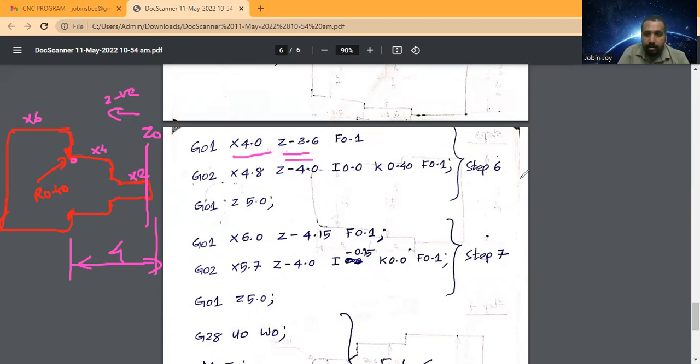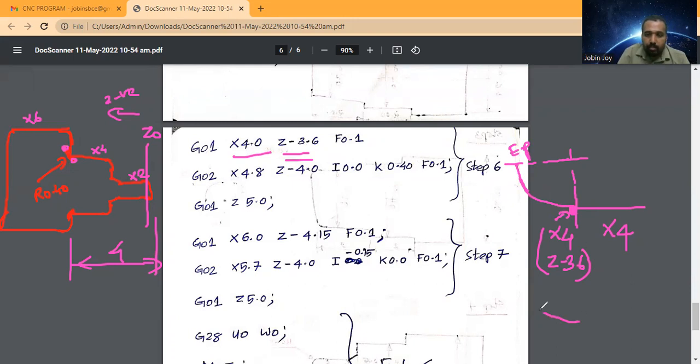So I will draw here. This is the X4 line, and this point is X4 and Z minus 3.6. This is the point. So I will tell the tool to move to this point. This is the end point.